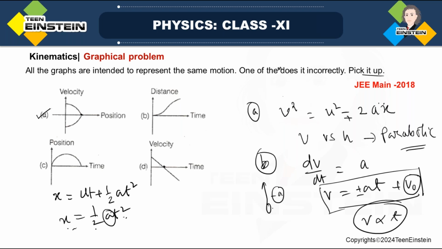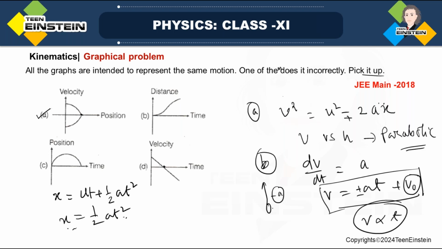Acceleration or deceleration, whatever you say. On this side it is having a positive slope. Obviously from here we cannot say much because it is t square, but anyway this would be a parabolic curve, so this is fine.